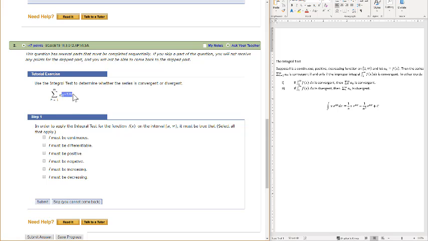So the integral test, remember, requires us to write the sequence in your series as a function, and we want to know what that function is. That function would be x times e to the negative 12x. For the integral test, you need your function to be continuous, positive, and decreasing, as stated in the statement of the integral test.